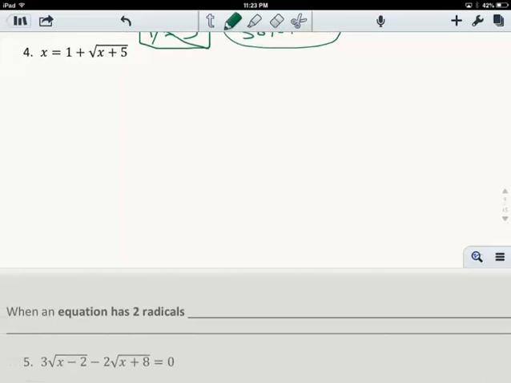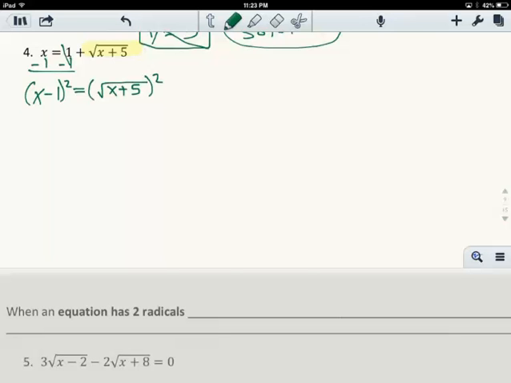Number 4. Again, a little bit tougher. We're going to go ahead and isolate our radical there by subtracting 1. But now what this is going to do is give us x minus 1 on one side equal to the square root of x plus 5. So when we get rid of that radical, we're going to square both sides.